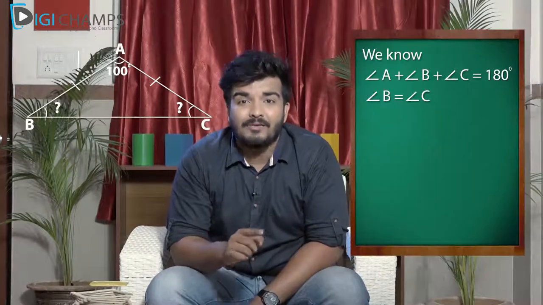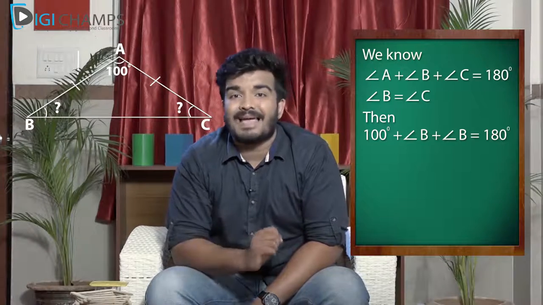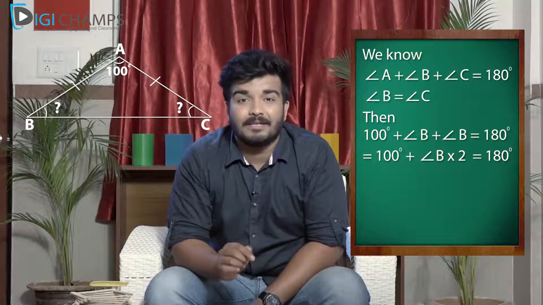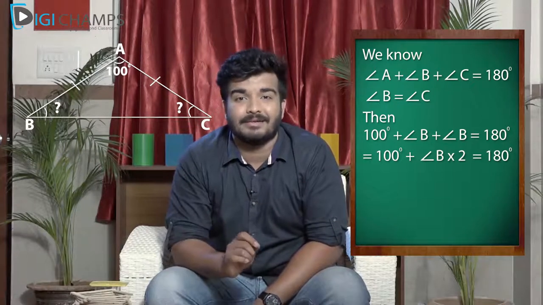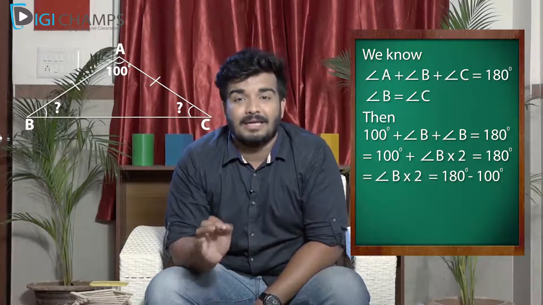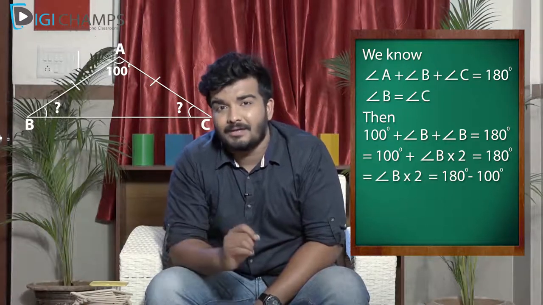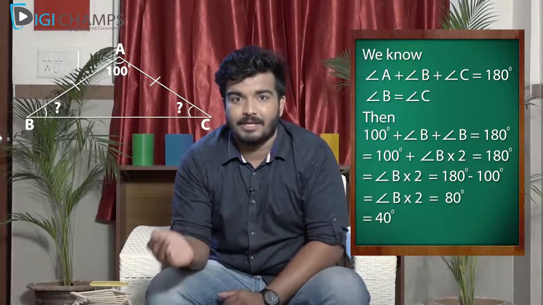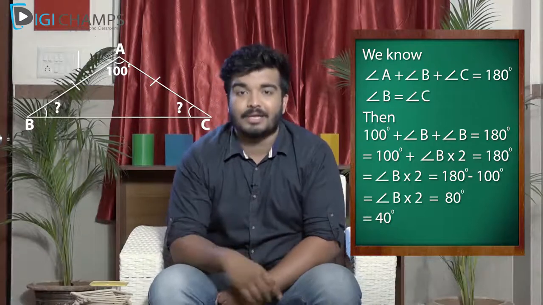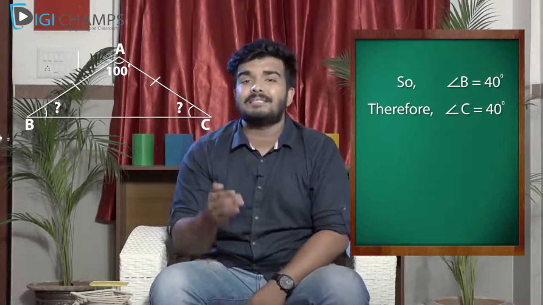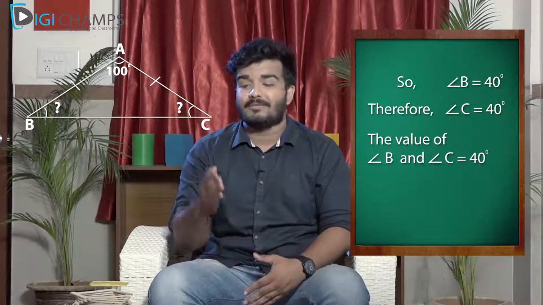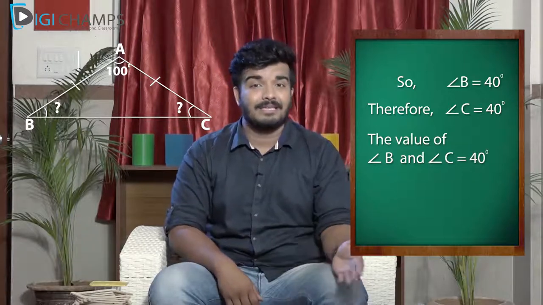So clearly, it will be 100 degrees plus angle B plus angle B, which is 100 degrees plus 2 times angle B is equal to 180 degrees. That will be twice angle B is equal to 180 degrees minus 100 degrees. So angle B is going to be equal to 40 degrees, right? 80 degrees divided by 2, so 40 degrees. Great. So if angle B is equal to 40 degrees, angle C is also equal to 40 degrees because we just established that. So clearly the value of angle B is 40 degrees and the value of angle C is also 40 degrees. So now one more quick question.